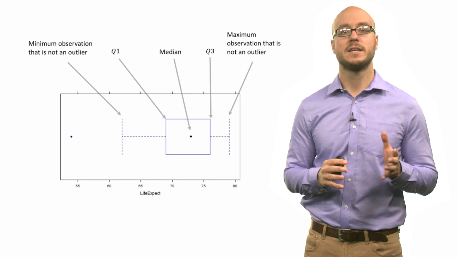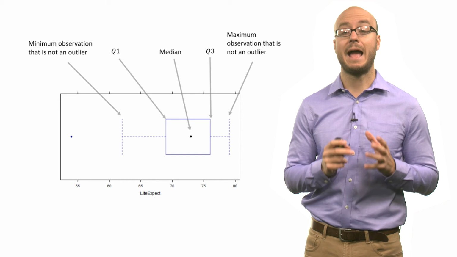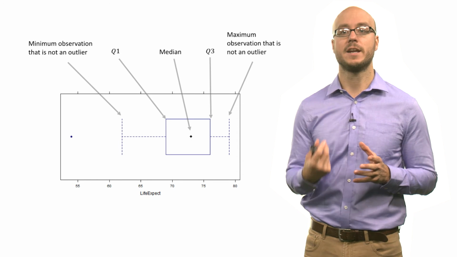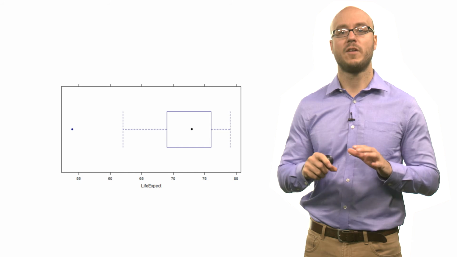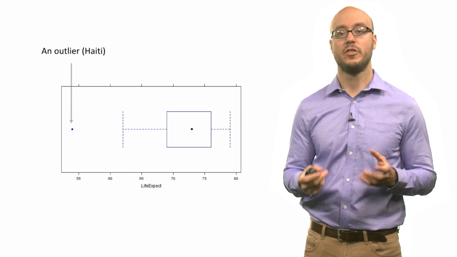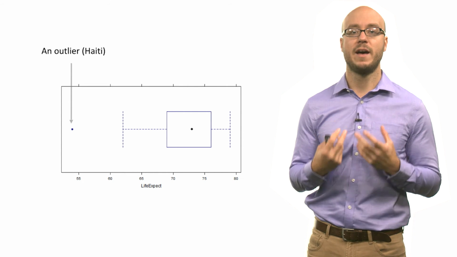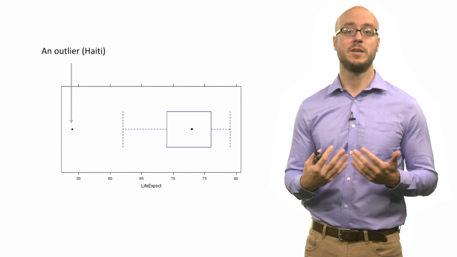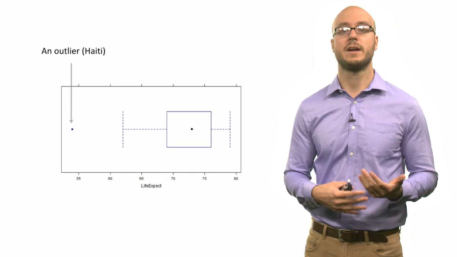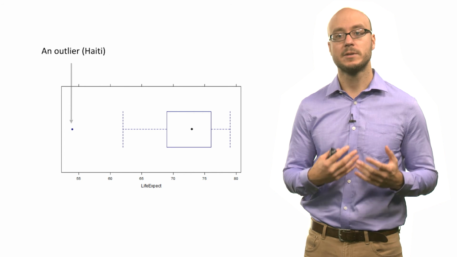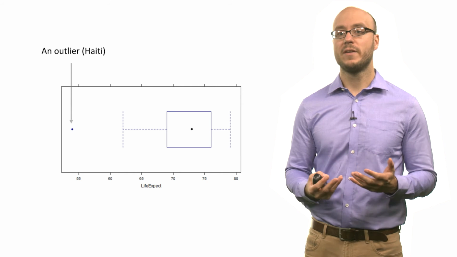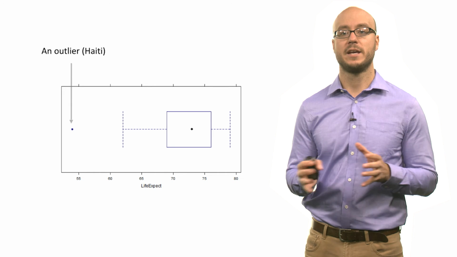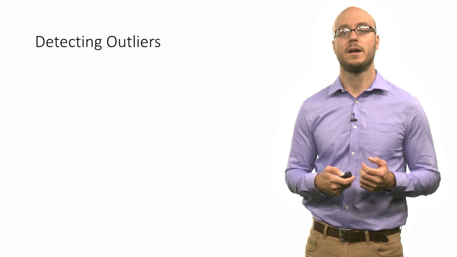The lower whisker is the minimum observation that is not an outlier, and the upper whisker is the maximum observation that is not an outlier. Then we have any observations beyond the whiskers. Those are outliers. Those are extreme values. So in this case, we have one outlier on the lower end, and that's Haiti. As we also noticed when we looked at histograms and density plots, Haiti was an outlier. In this data set, we don't have any outliers on the upper end. So the only outlier we have in comparison to the rest of the data is on the lower end.